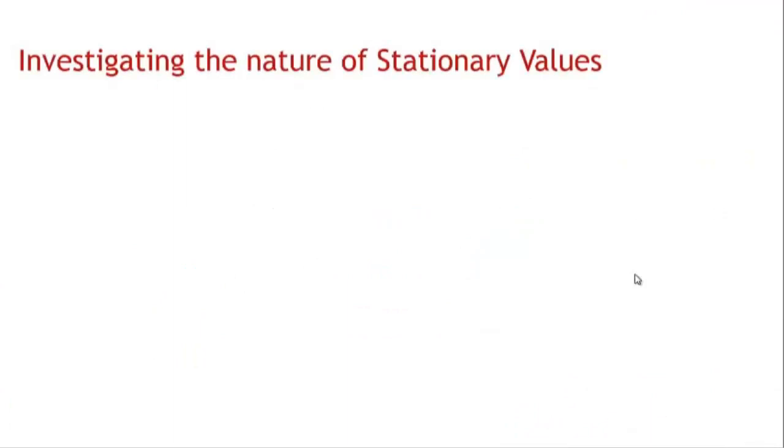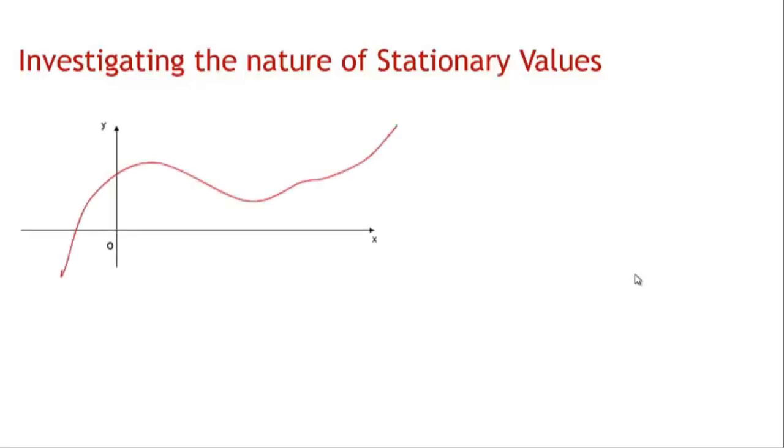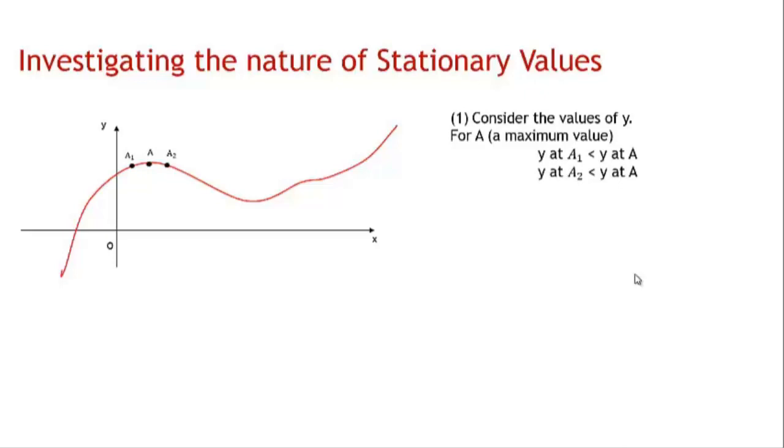Investigating the nature of stationary values. If we consider the 3 points on the graph y equals f of x, A has a maximum value, and if we take 2 points on either side of the point A, which are A1 and A2, the value of y at A1 is less than the value of y at A. Similarly, the value of y at A2 is less than the value of y at A. So both the values of y at A1 and A2 are less than the value of y at A for this maximum point A.